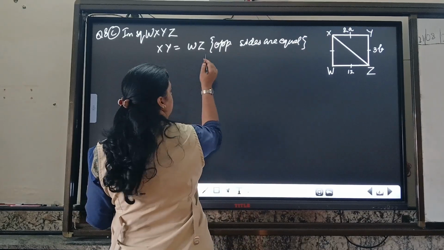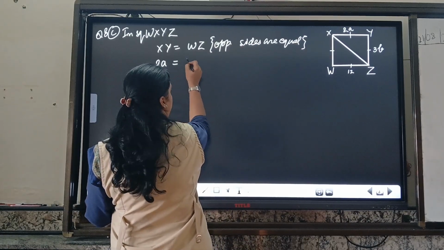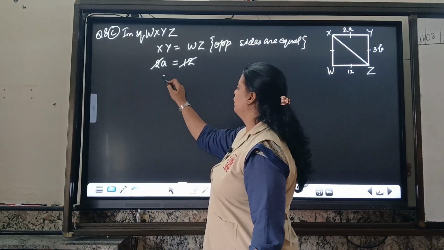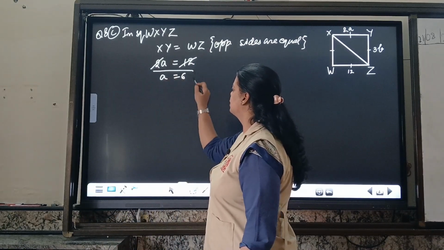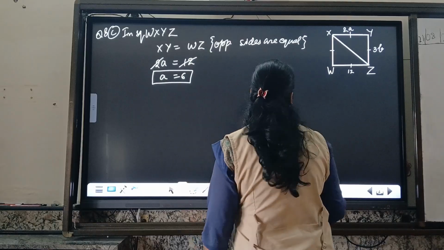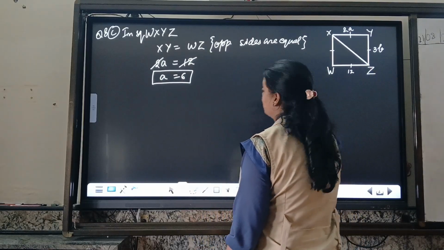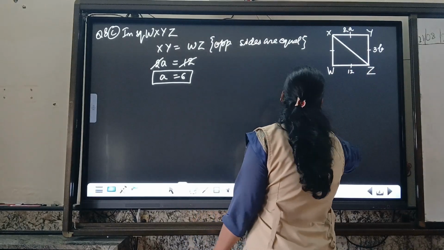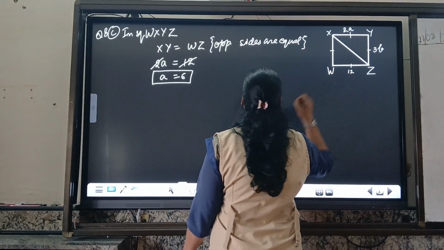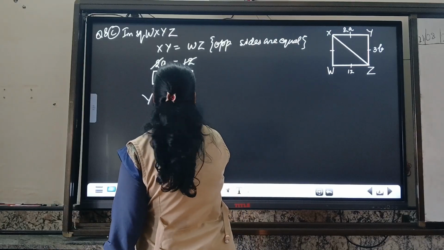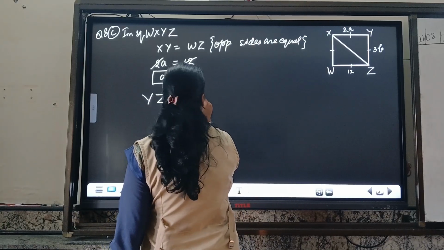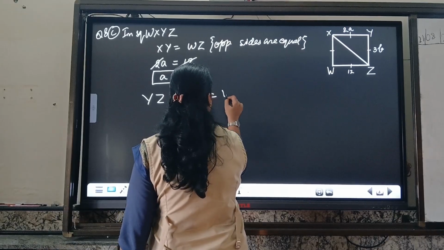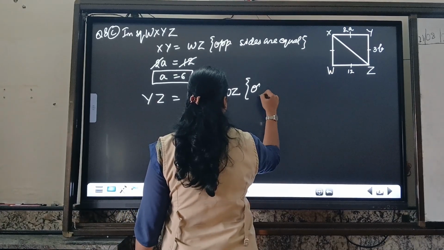In a square, what is XY? It is 2a. And what is WZ? It is 12. So 2a and 12, we will cancel and we will have a is equal to 6. Once you have one variable, the other variable would be the same because it is a square. So all sides should be equal in measure. So I will write 3b is equal to 12. Everywhere we can write YZ is equal to WX, or we can write WZ because opposite sides are equal.